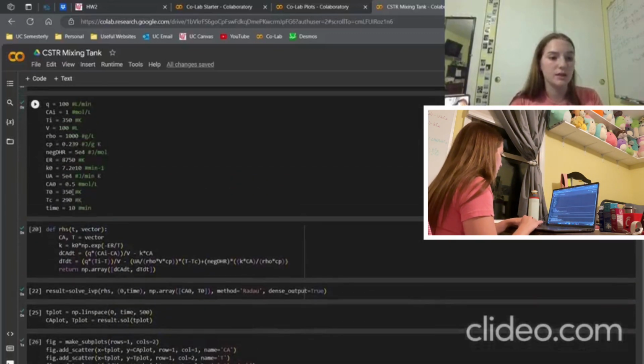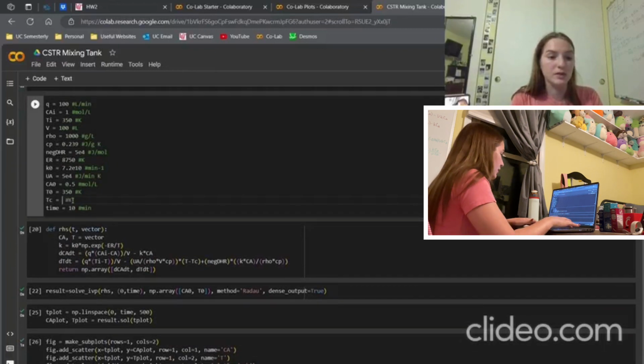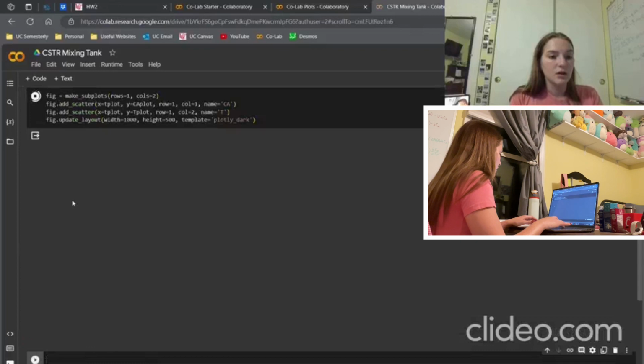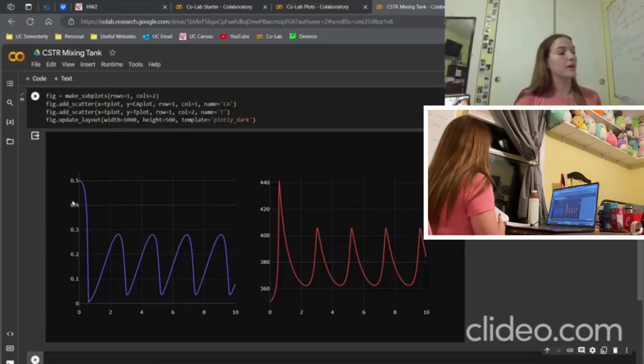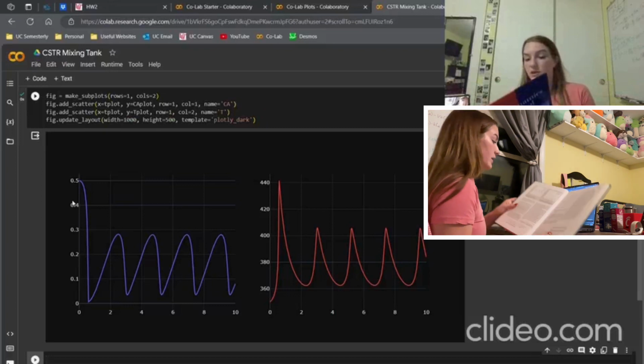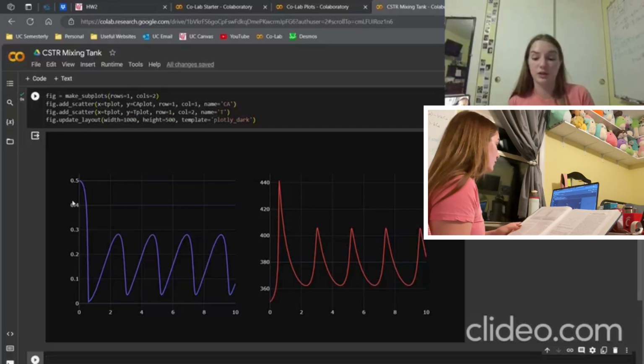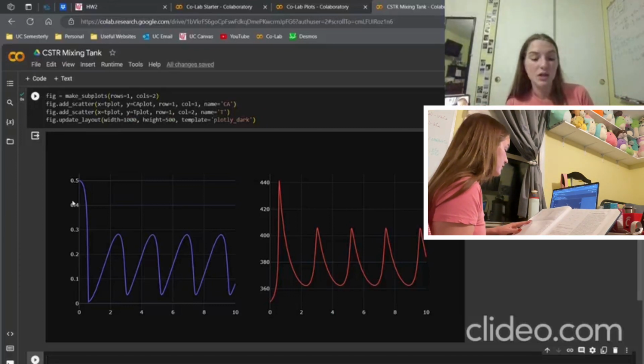So now we are going to run this at the other temperature that our book is describing, which is 305 degrees Kelvin. And we can see that there are oscillations here, and our book is also showing oscillations, so that does mean that our code is running correctly for this reaction.